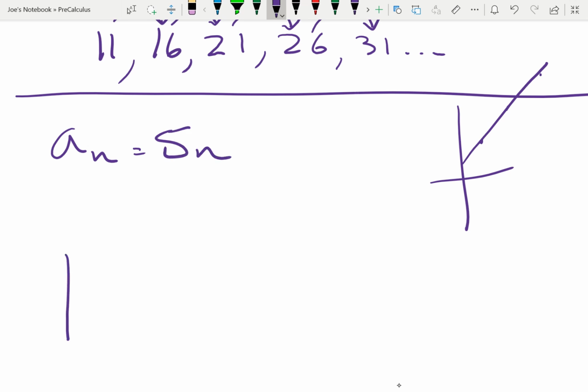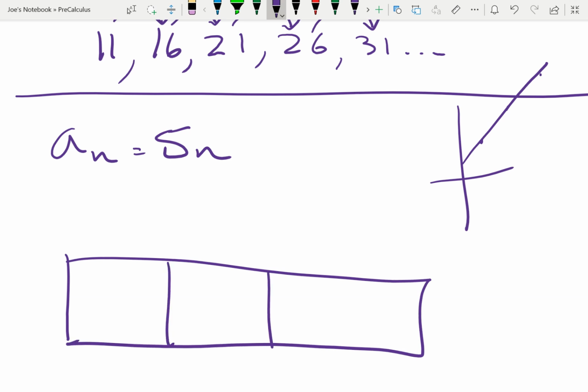Now, my first term is 11. So if I plugged 1 in here, so let's all imagine, right? So I plug 1 in here. This is supposed to be my formula. I plug 1 in. 5 times 1 gives me what number? 5. Okay, does 5 equal 11? No, that's not going to work. What do I have to do? What do I have to add or subtract to 5 to get it to 11? Add 6. So boom, you've just found the shortcut. That's how you do it, right?